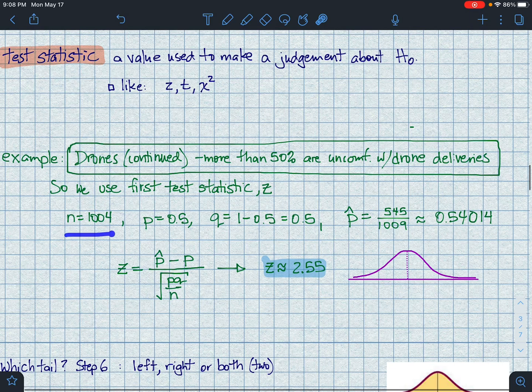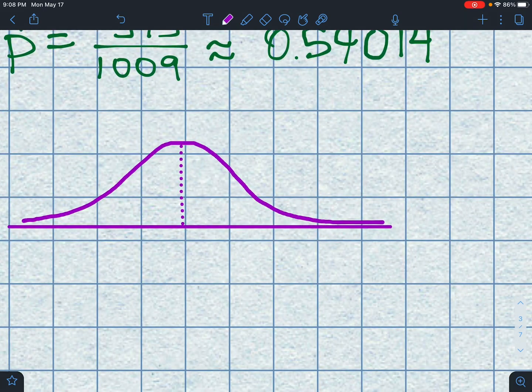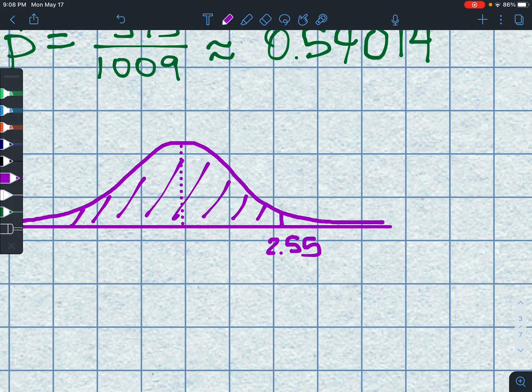All right, here we go. So there's our n, there's our p. We figure out the q. Again, q is like the complement of p. Here's our p hat. And we plug all these data points values into here, and we get a z of 2.55. So if you remember, that's going to be way over here to the right. All right. When we look this up in the table, we'll generate this value, but we actually are interested in the value that is here.